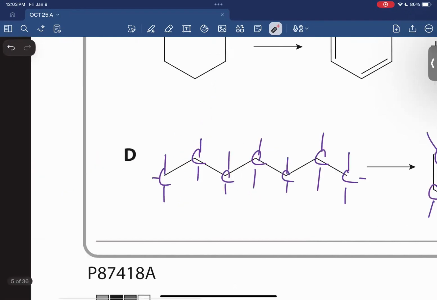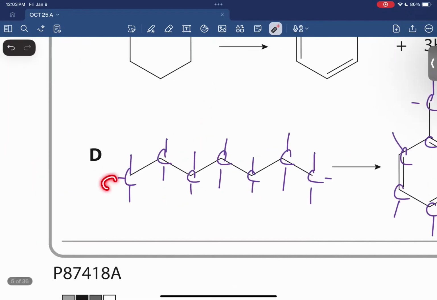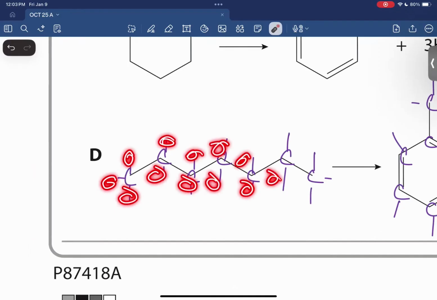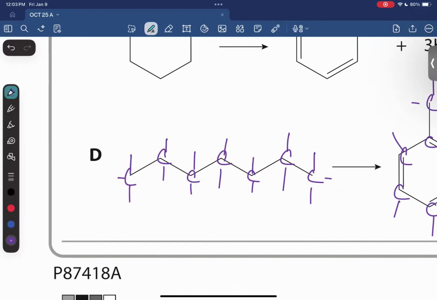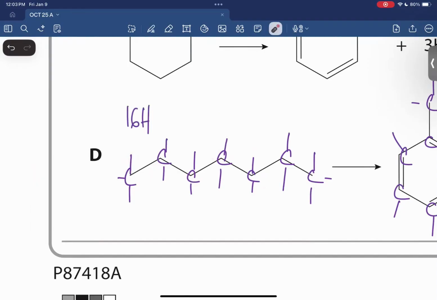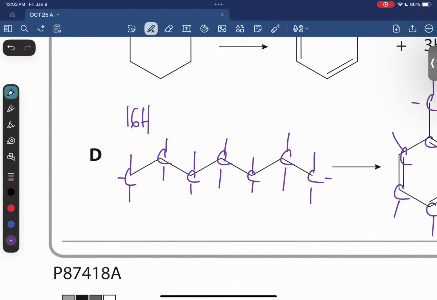Okay, so let's just calculate the number of hydrogens. 1, 2, 3, 4, 5, 6, 7, 8, 9, 10, 11, 12, 13, 14, 15, 16. So we have 16 hydrogen. And how many carbon do we have over here? 1, 2, 3, 4, 5, 6, 7. We have 7 carbon over here.